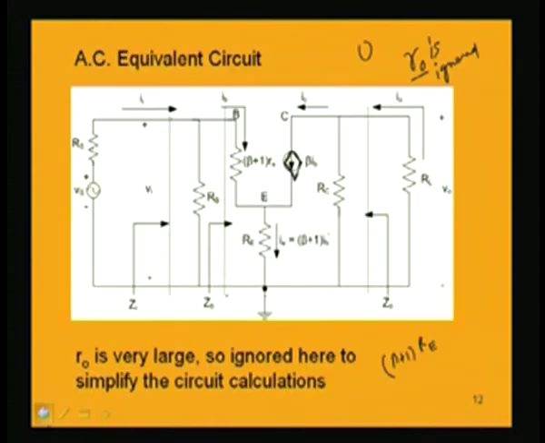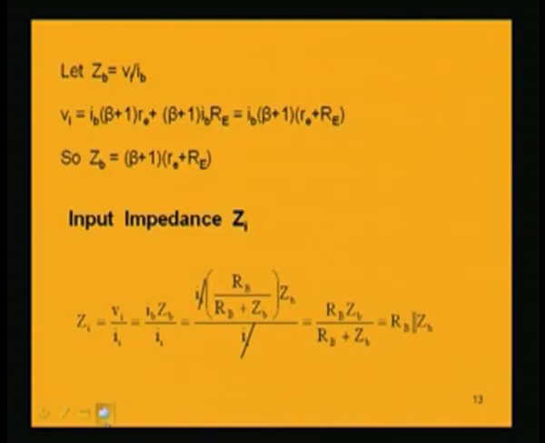So, even if I look into the circuit from this terminal to find Zi, intuitively I can say it is RB parallel this whole resistance, and that is what I have also found proceeding from the initial expression for Zi, giving the same result. So, this is the input impedance.